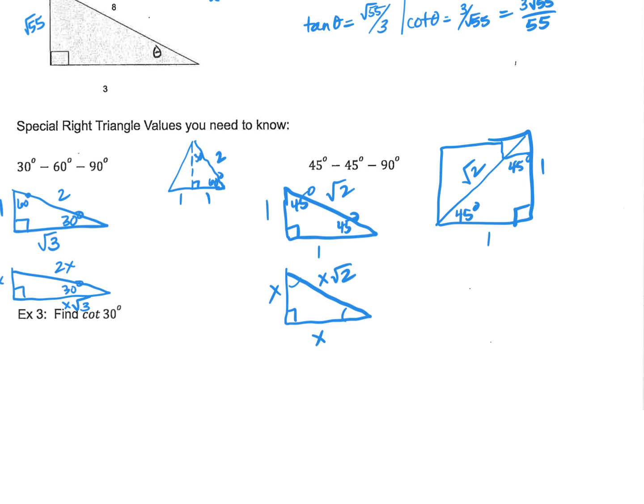Pi over 6, 0, pi over 6, pi over 2, pi over 6, pi over 4, pi over 3, pi over 2, 2 pi over 3, 3 pi over 4, 5 pi over 6, pi, and so on. Okay? Just going all the way around it. All right? And then you got to know your values.